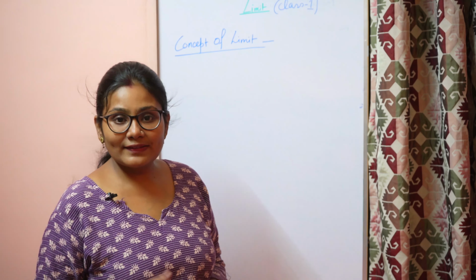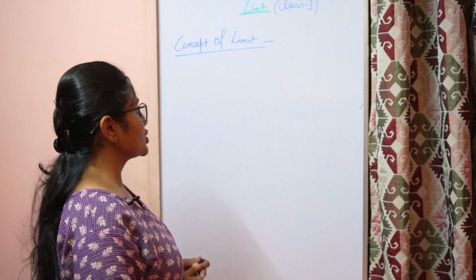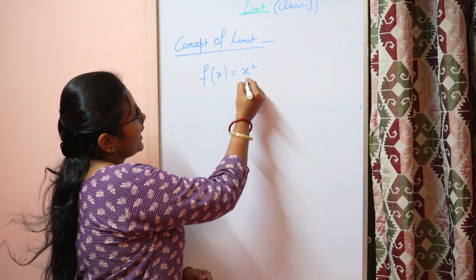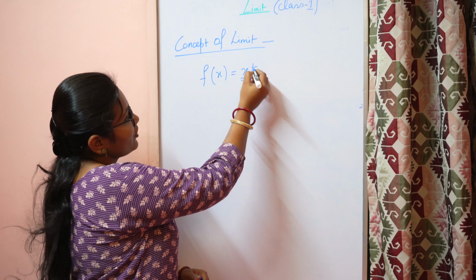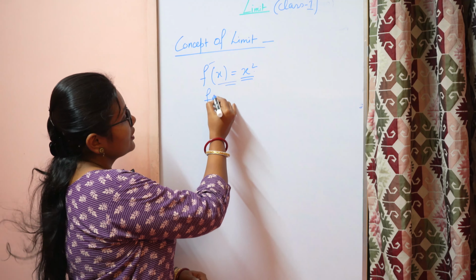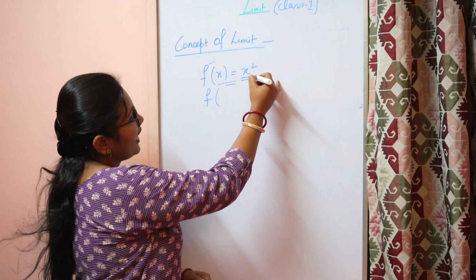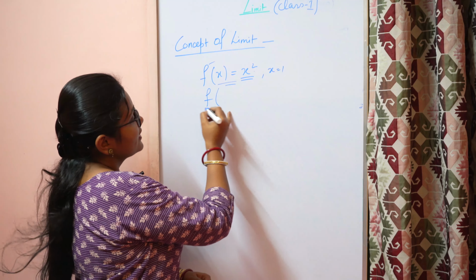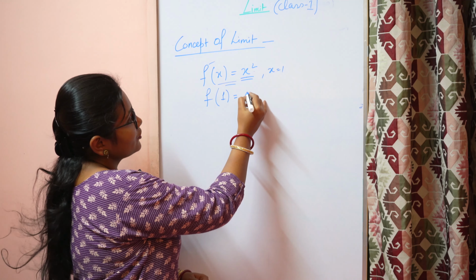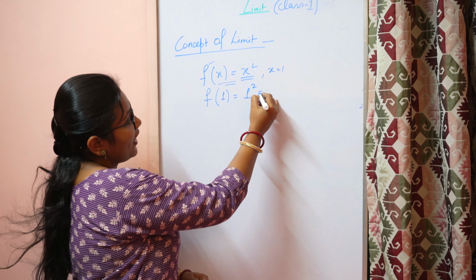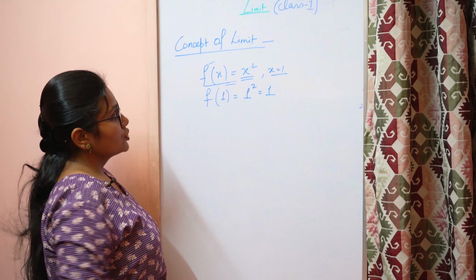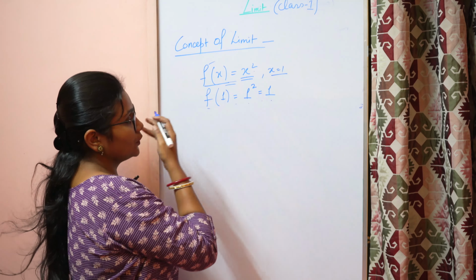For knowing the limit, first we have to know what is function. Function means, suppose f(x) is equal to x square. That means x square is a function of f. What will be the value of that function at x equal to 1? Suppose you are taking f(1), in place of x you have to put 1. So it is the value of f(x) at the point x is equal to 1. So the value of f(1) is equal to 1 square, which is 1.